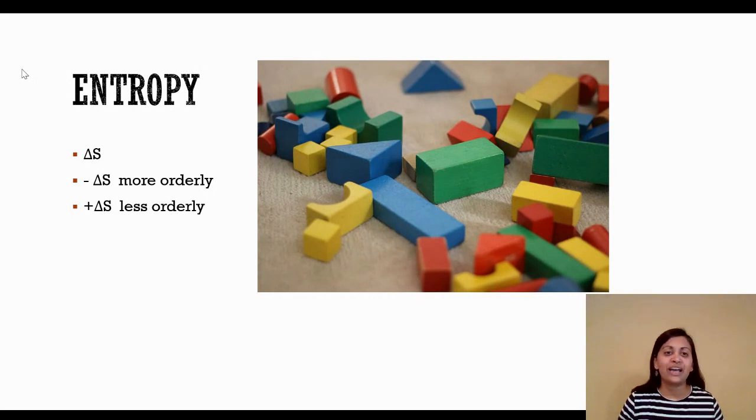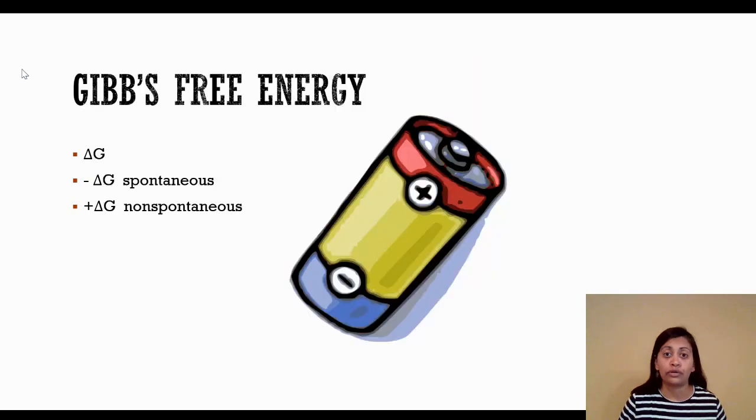So we use delta S as our value for entropy. Now, a negative delta S means that it's more orderly, right? So this is when the structure was completely built and perfect. And that means, of course, less disorder. Positive delta S is what you see here. It's less orderly or more disorder. So entropy means how disorderly something is. If it's positive delta S, again, you see more disorder.